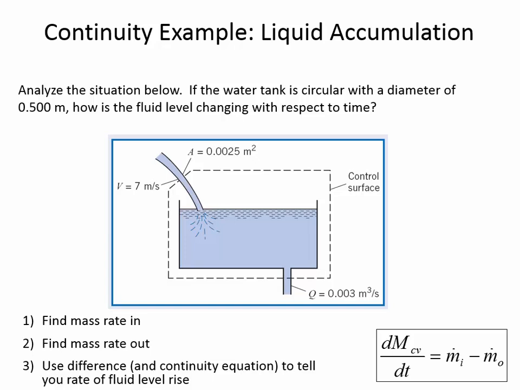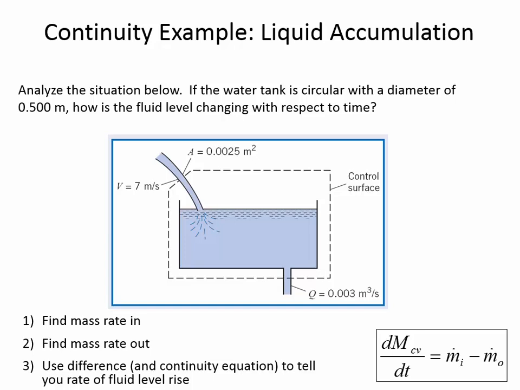So now the difference between the two, the in minus the out, tells you accumulation. And that's the simplified version of the Reynolds transport theorem, that the accumulation inside the control volume is just in minus out. So here the 17.5 minus 3 means there's a net increase of 14.5 kilograms per second. So that's the mass flow rate that's accumulating.